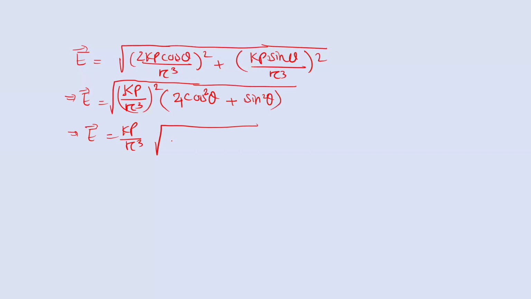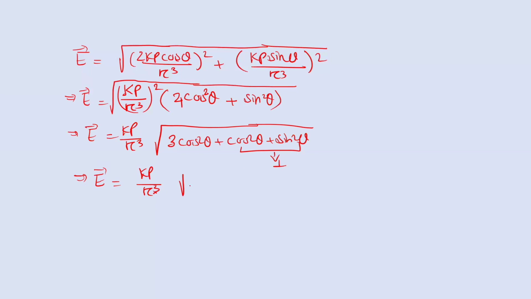So how can you write 4 cos square theta? You can write it as 3 cos square theta plus cos square theta plus sine square theta. This is how you can write. So if you see here, cos square theta plus sine square theta is 1. So you can write electric field E equals kp by r cube, root over 3 cos square theta plus 1. All right. So this is the electric field at some general point.